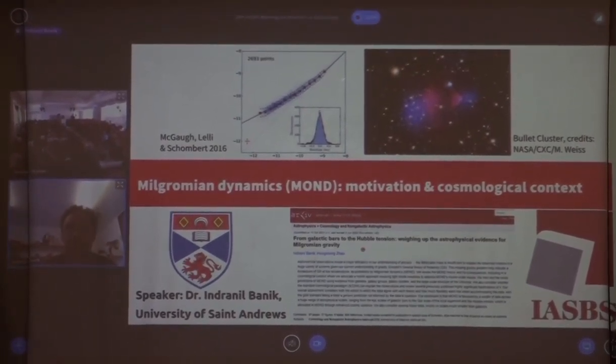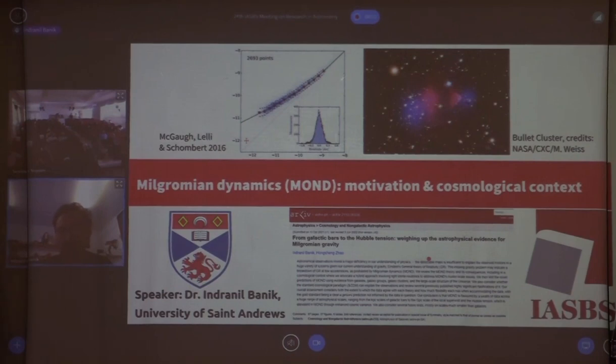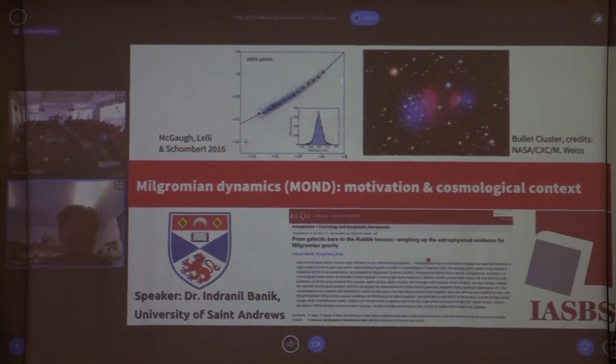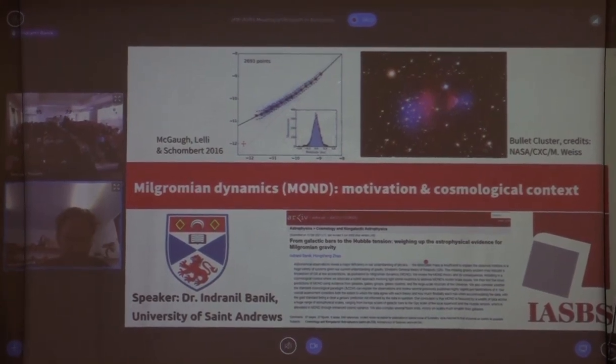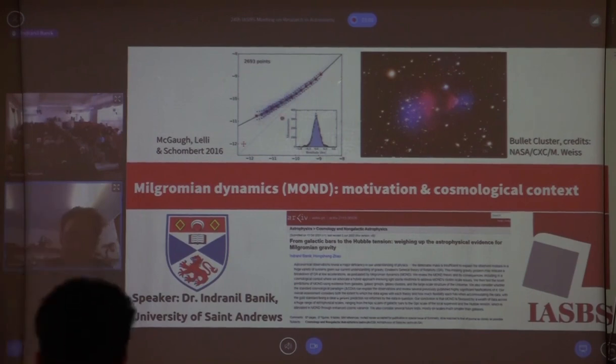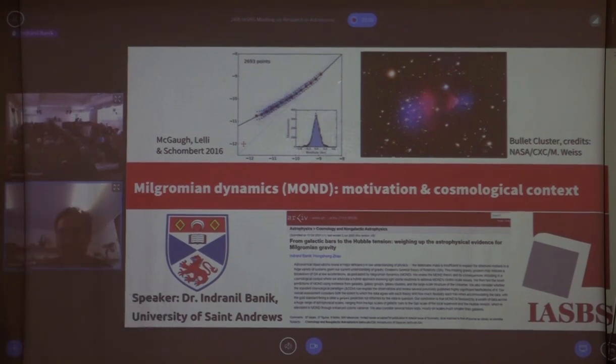Now, in this talk, I'm going to explain about various different kinds of evidence and what they might be telling us about MOND, or whether it might be right. So things like the radial acceleration relation in galaxies, but also things like the Bullet cluster, which are sometimes argued to be a bit of a challenge for MOND.